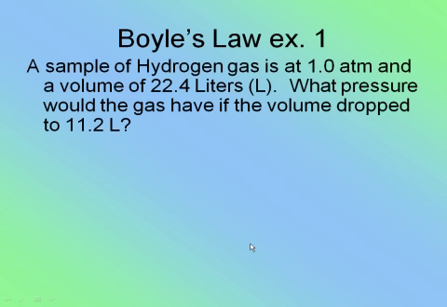Let's do an example problem. A sample of hydrogen gas is at 1 atmosphere and a volume of 22.4 liters. What pressure would the gas have if the volume dropped to 11.2 liters?